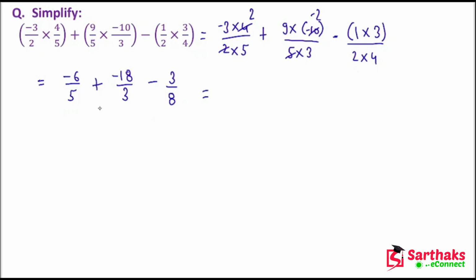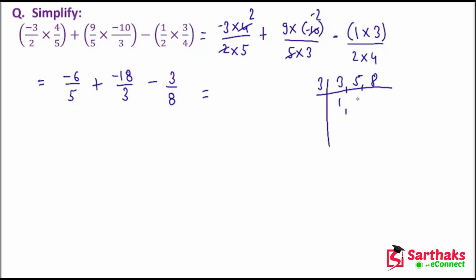Either you can add firstly 5 and 3, say minus 6 upon 5 and minus 18 by 3, or you can add minus 18 by 3 and minus 3 by 8, or you can add the 5 one and the 8 one terms. But you can add all 3 together by taking their LCM. Now let us take the LCM of 5, 3 and 8. Since 5, 3 and 8 are co-prime numbers, their LCM is their product only.